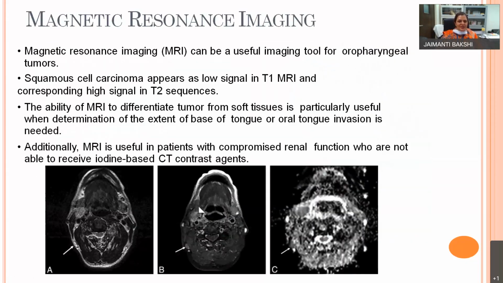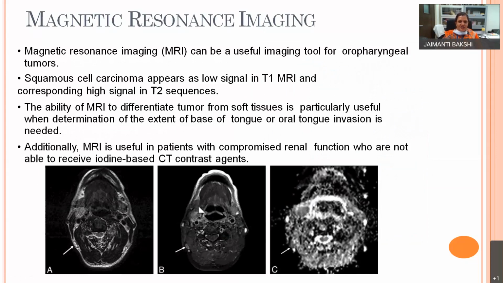So magnetic resonance imaging, or MRI, has a great role in treatment planning for carcinoma of the oropharynx. It can be a useful imaging tool for oropharyngeal tumors. Squamous cell carcinoma appears as low signal in T1 MRI, with corresponding high signal in T2 sequences.